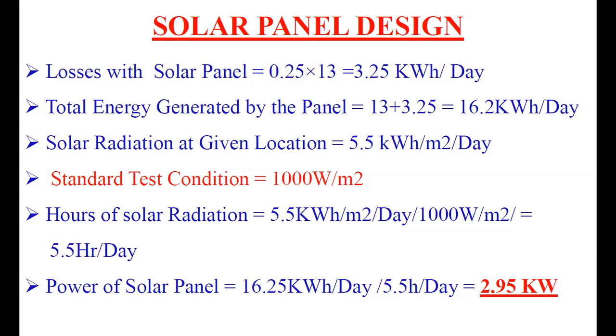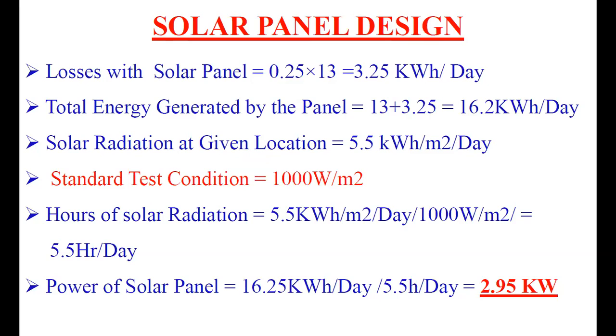Then from these two data, the solar radiation at a given location is 5.5 kWh per meter square per day, and the standard test condition of the solar panel is 1000 watt per meter square. From this data, we can calculate the hours of solar radiation. Then 5.5 kWh per meter square per day divided by 1000 watt per meter square, or 1 kW per meter square, is equal to 5.5 hours per day. That is the hours of solar radiation.